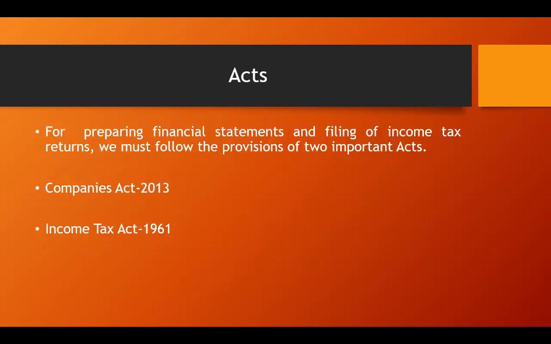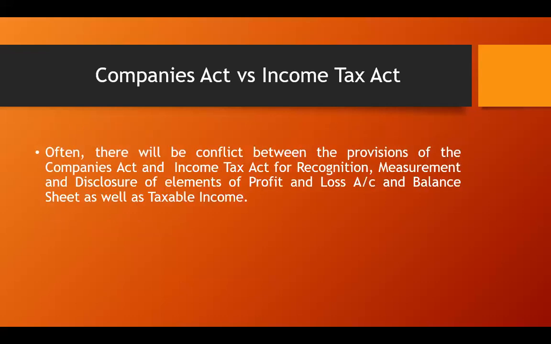While preparing the profit and loss account or the taxable income, we often refer to two important legislations. One is the Companies Act 2013, another one is the Income Tax Act 1961, which is amended every year in the budget. These are the two important legislations we refer to. When we look into the two acts, there is a conflict between the provisions of the Companies Act and the Income Tax Act for recognition, measurement, and disclosure of elements of profit and loss accounts. In accounting, we use the term recognition.